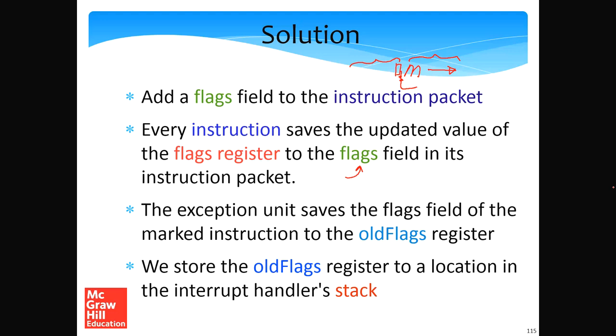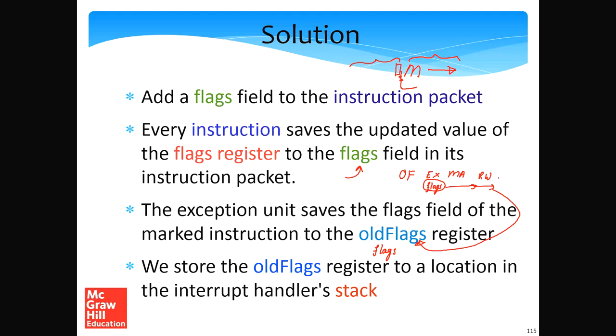So the exception unit, at the end, when the marked instruction reaches the end of the pipeline, will save the flags field of the marked instruction to the old flags register. This is a nice way of doing it. It says, go ahead and do whatever you want with the actual flags register. But in addition we have a flags field in the instruction packet, which means that whenever any instruction passes by the EX stage, whatever value of flags it sees or updates, it carries along with it, like in a suitcase. When it exits the RW stage, the exception unit writes this value to the old flags register, only for the marked instruction.